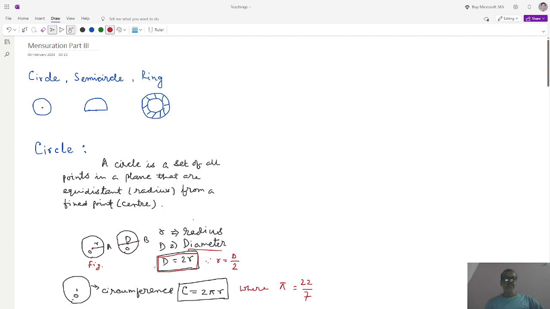There is a relation between diameter and radius. This is d equals 2r, that is r equals d by 2.